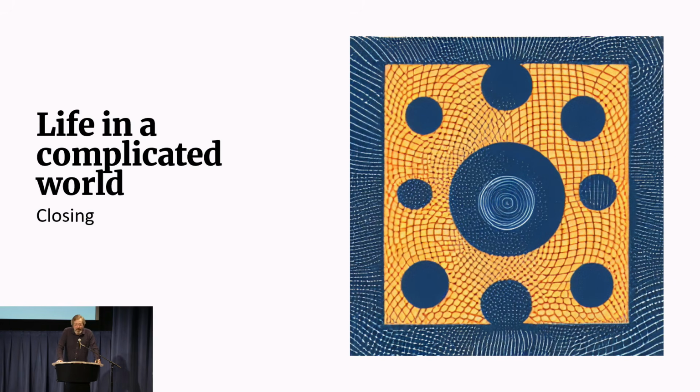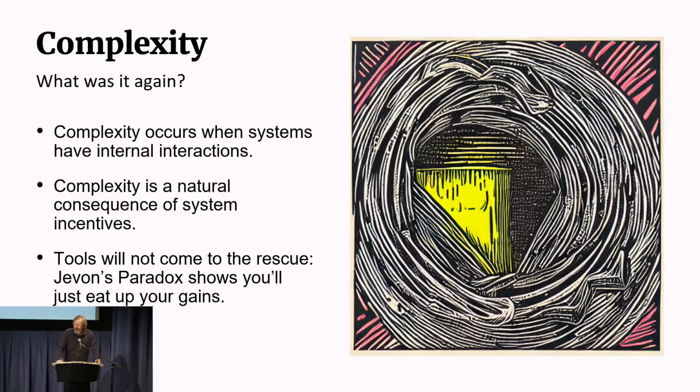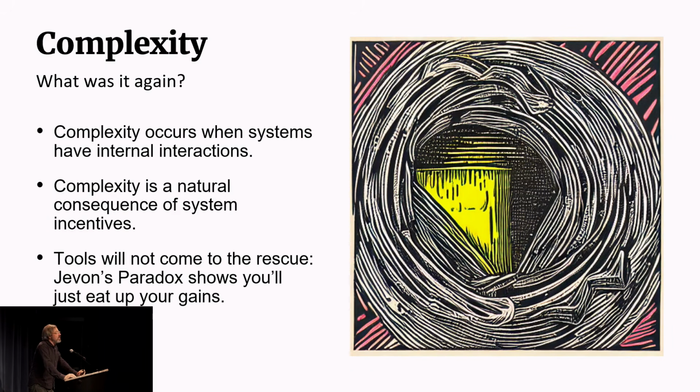Anyway, so let's recap a little bit of all of this. How do we live our lives in this complicated world? Complexity occurs when our systems have internal interactions. Complexity doesn't mean, oh, there's a lot of stuff. It's when all that stuff starts to bump against each other and cause unpredictable outcomes. And complexity is also a natural consequence of system incentives. If you have a lot of people using a thing and you're listening to what they need and evolving as you learn more, you're going to end up with something complex.